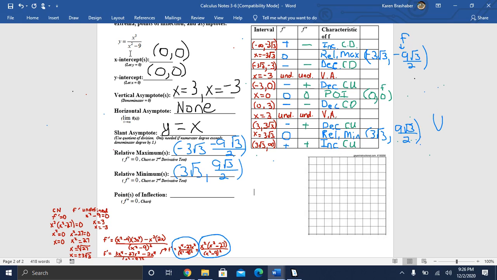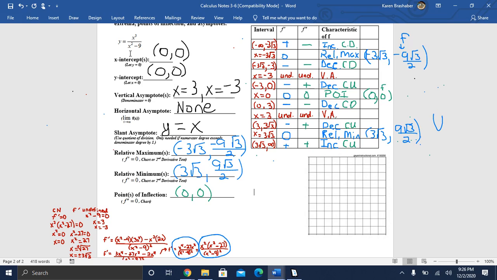So maximum negative 3 square root 3 and negative 9 square root 3 over 2. And then the minimum 3 square root 3 and 9 square root 3 over 2. And then your point of inflection, and we just had the one, and that would be at 0, 0. So now we're ready to draw the graph.